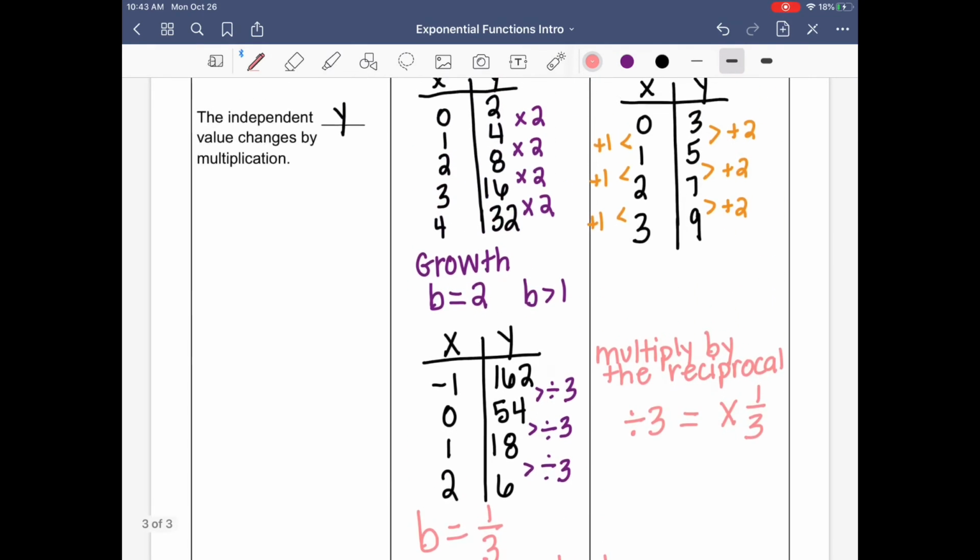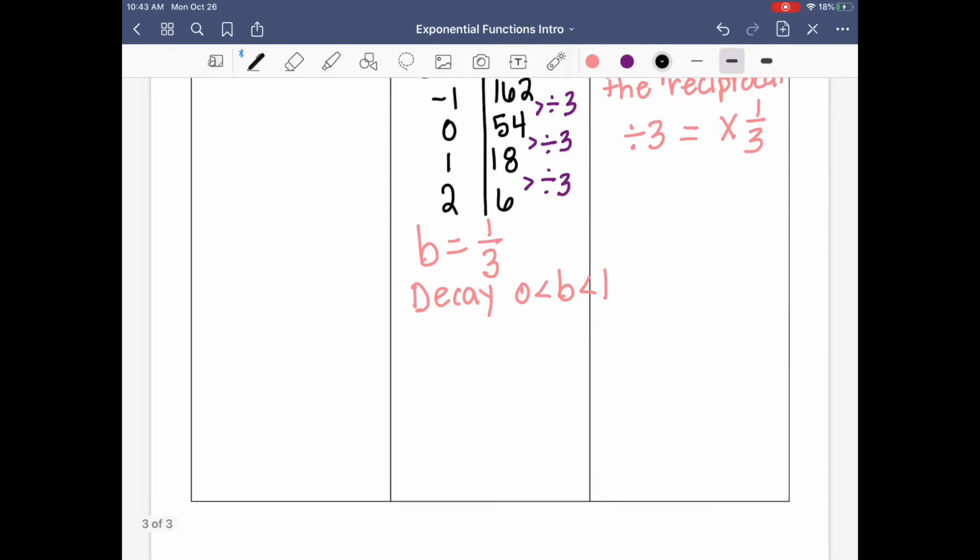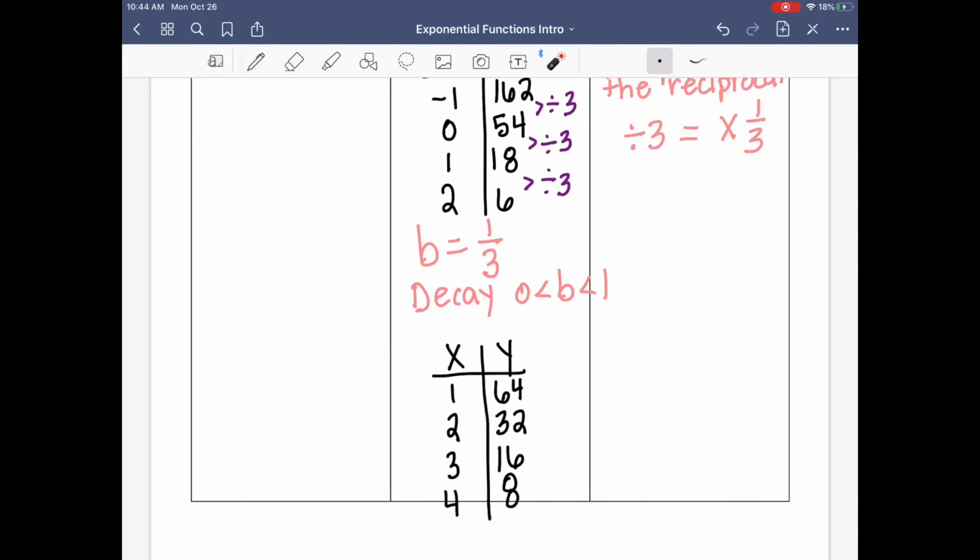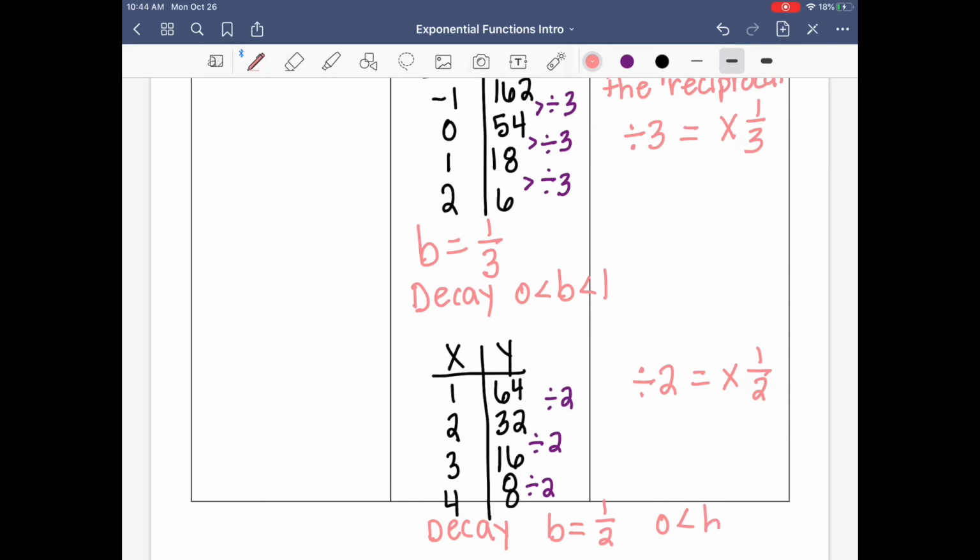Here is one more example like this, just to make sure we are clear and we understand. In this particular table, again, I can see that I'm decreasing. When I initially look at this, I can see that we are dividing by 2 each time. But again, we cannot represent this problem by division. We have to change it so that it represents multiplication. So instead of dividing by 2, we're going to multiply by 1/2. So this problem represents decay, and we know it represents decay because my base is 1/2, which means it's between 0 and 1.